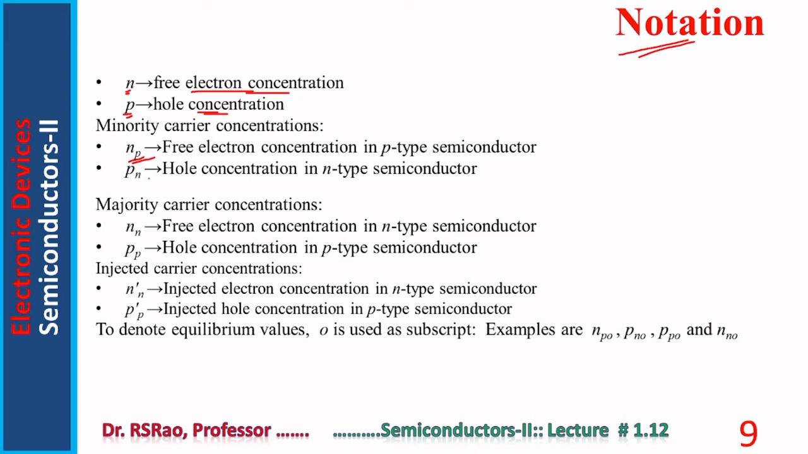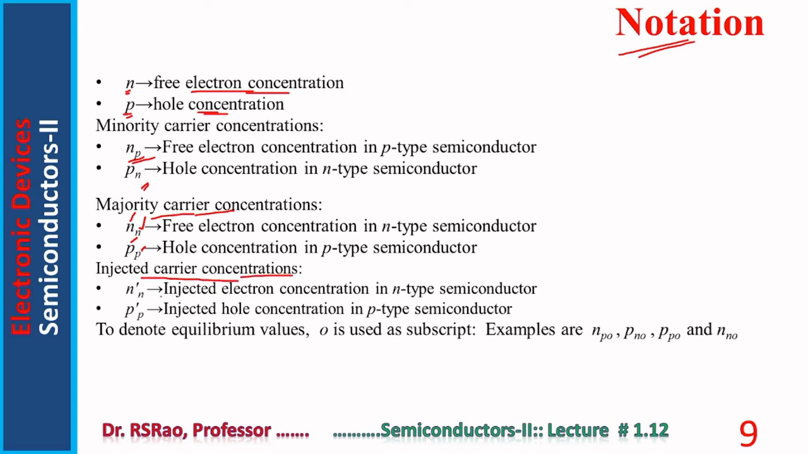Electron concentration in P-type semiconductor and hole concentration in N-type semiconductor are called minority carrier concentrations. So n_p and p_n denote minority carrier concentration. Now majority carrier concentration: n_n and p_p. n_n means electron concentration in N-type semiconductor. p_p means hole concentration in P-type semiconductor. Electrons in N-type semiconductor are majority carriers. Holes in P-type semiconductor are in majority. Hence, they are called majority carriers.